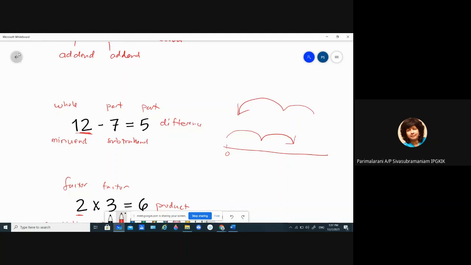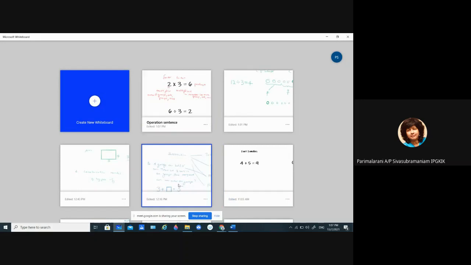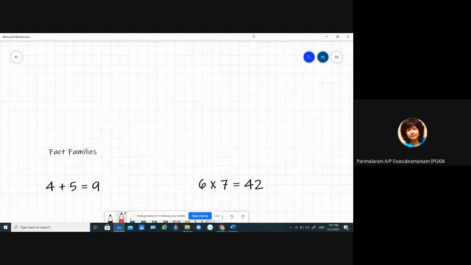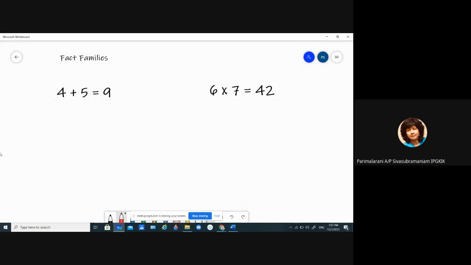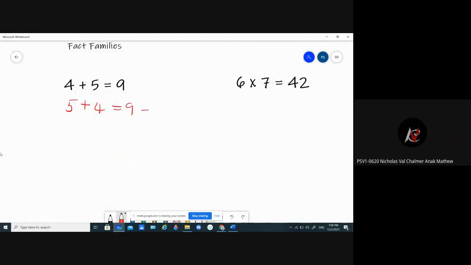One more thing that I want to show you is fact families. When we learn, we always learn in fact families. 4 plus 5 is equal to 9. This also means that 5 plus 4 is equal to 9. You already know this principle. What is this principle called? Commutative. The commutative principle only works for addition and multiplication. It doesn't work for subtraction and division.